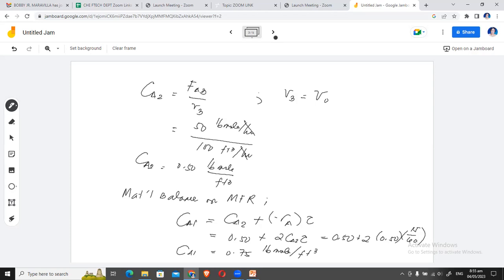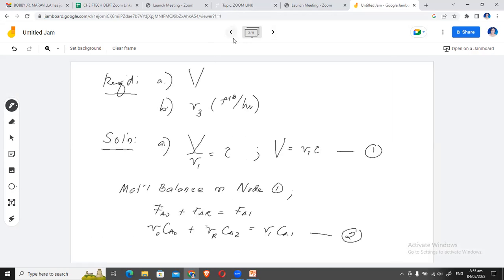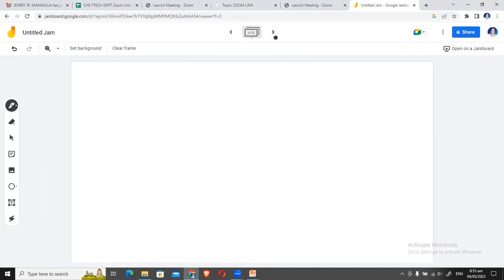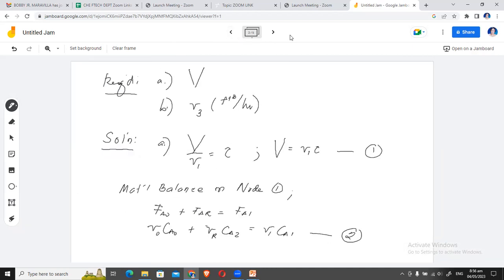So we know CA1, we know already CA2, and CAO is known, so that will help us find the VR. Your V1, based on node 1, you could refer to your illustration, is equal to VO plus VR. So the purpose of having this equation, with VO being 100, is that your VR is equal to V1 minus 100. This is equation 3 already.